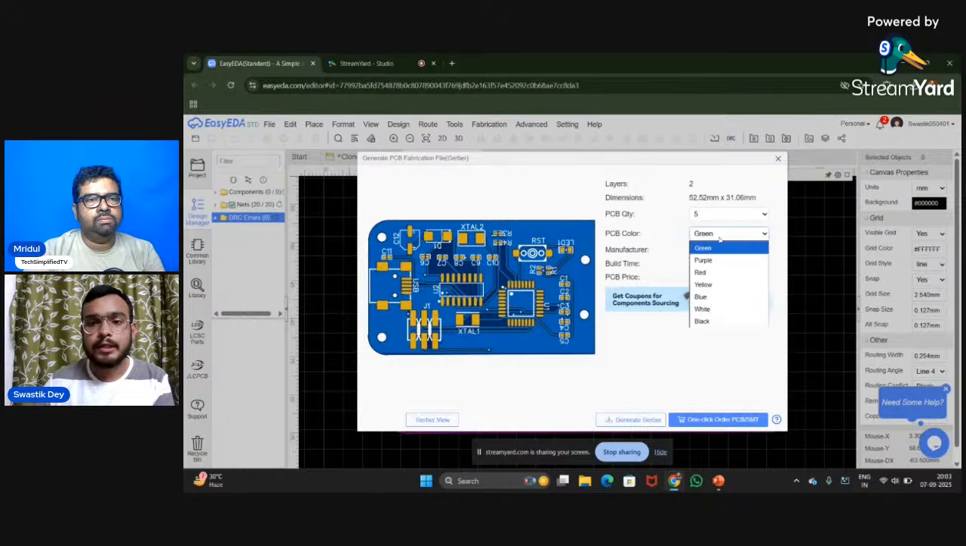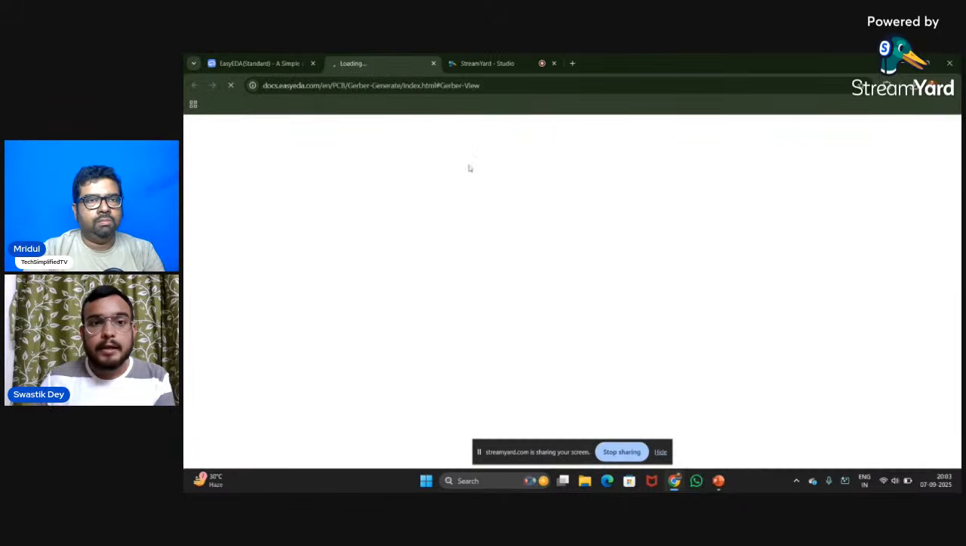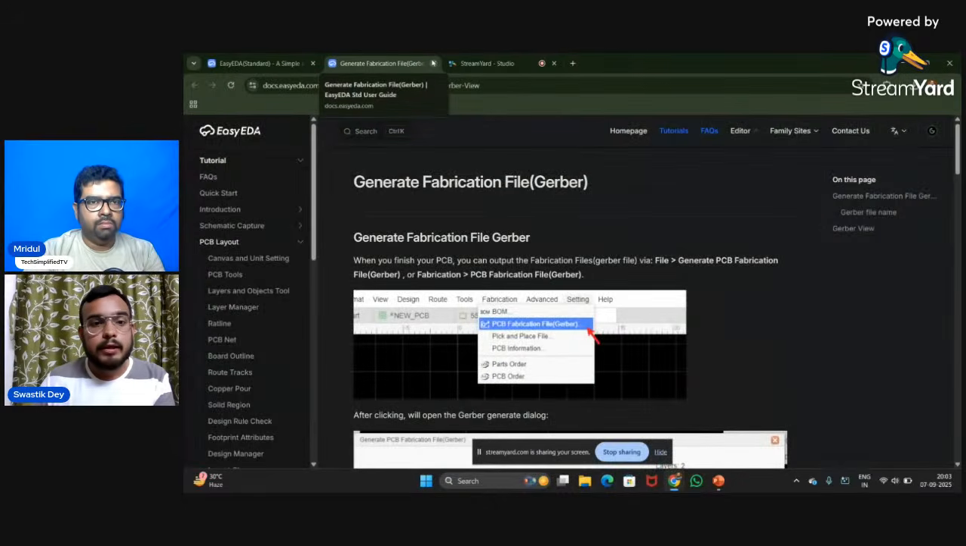PCB quantity 5, and we can change the color of the PCB. It doesn't matter. It's looking blue over here, but based on this color our PCB will come out. It may be green, it may be blue, it doesn't matter. And we can have a Gerber view of this file over here. This is the EasyEDA version of the same file.